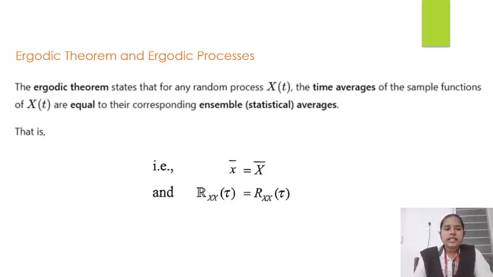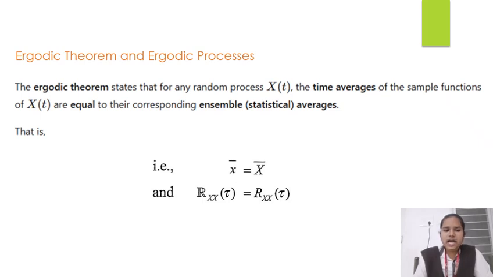And here we can see the ergodic theorem and ergodic processes. The ergodic theorem states that for any random process X(t), the time averages of the sample functions of x(t) are equal to their corresponding ensemble statistical averages. That is, x bar equals capital X bar and Rxx(tau) bar equals Rxx(tau).